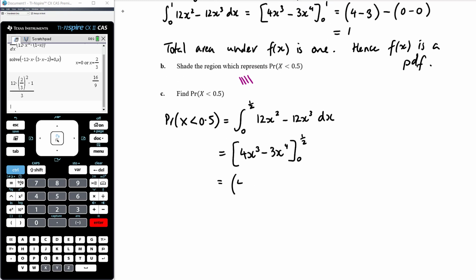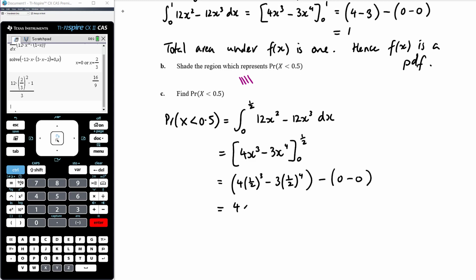And so we have 4 times 1/2 cubed minus 3 times 1/2 to the power of 4, take away 0 minus 0. I consciously still do the zero substitution. I think it becomes easy to potentially forget about it, and there are times when, depending on the function, substituting 0 into the function doesn't give 0. So it's important to still think through the full process of what needs to happen.